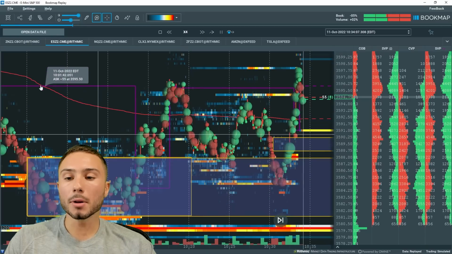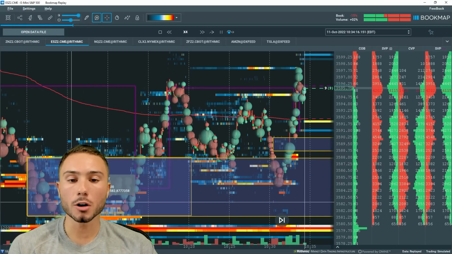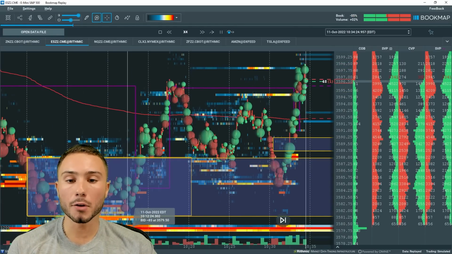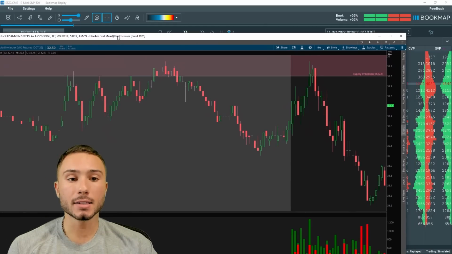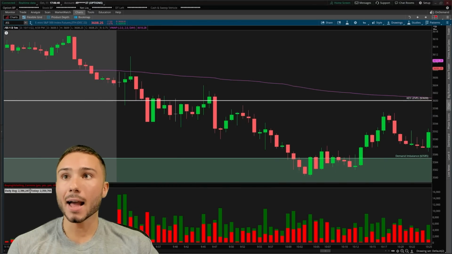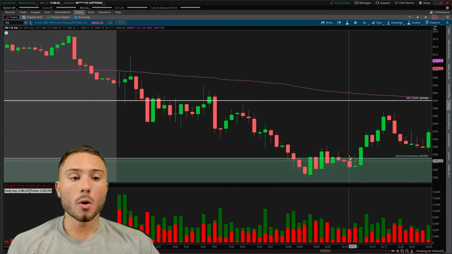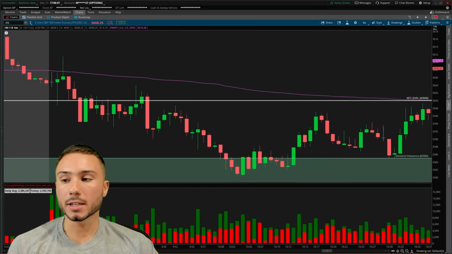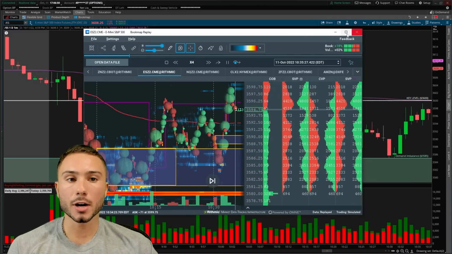So we formulated demand on a smaller microstructure time frame. We also bounced off of demand. We had VIX selling off from supply. We had NASDAQ bouncing off of demand. And we also had market leading equities showing signs of strength. So now I'm in long this trade.